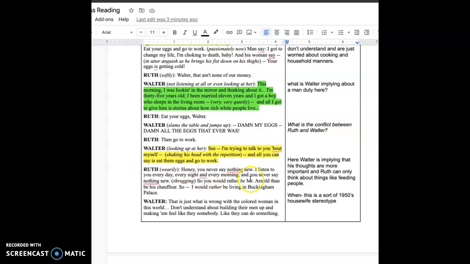And we kind of get that here. She says, "Honey, you never say nothing new. I listen to you every day and every night and every morning, and you never say nothing new. So you'd rather be Mr. Arnold than be a chauffeur. So I'd rather be living in the Buckingham Palace." So she implies that she understands he has these big dreams, but he keeps doing the same thing and saying the same thing. And what do you get when you do and say the same thing over and over again? The same. So I think that clearly shows that their conflict as man and wife is that they just don't understand each other, or at least Walter does not understand that she gets where he's coming from, and that the issue is really more with him and his ability to adapt and change to achieve the dreams that he wants.